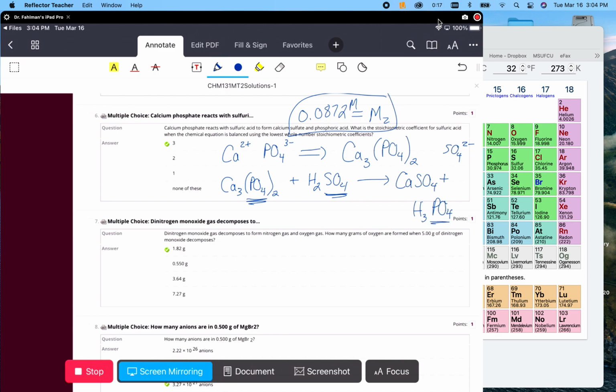And so I would do maybe calcium first, then I would do the phosphates. So you need a 2 in front of there. And then the sulfates, so you need a 3 there. Okay, so I think that should be balanced. Yep. And so it's asking, what is the coefficient for sulfuric acid? And so that is 3.